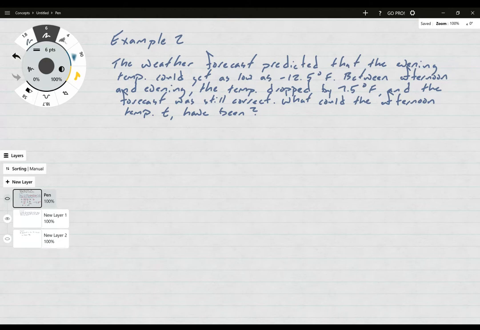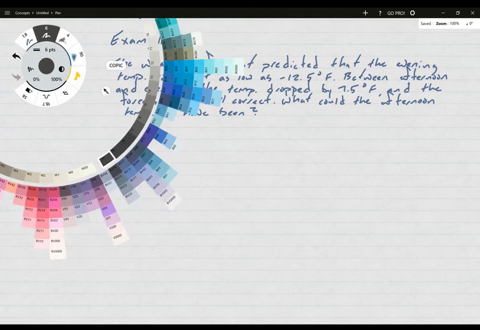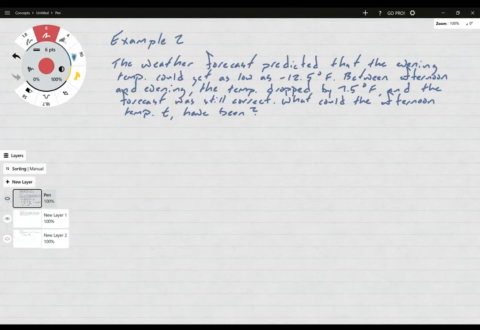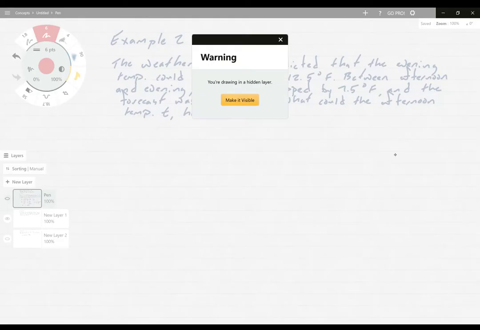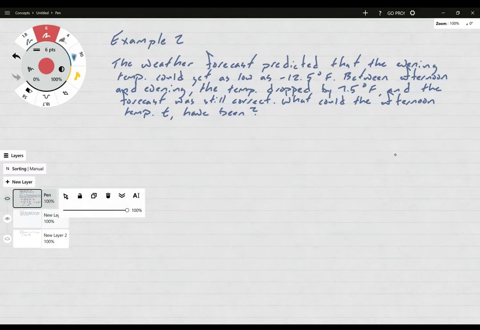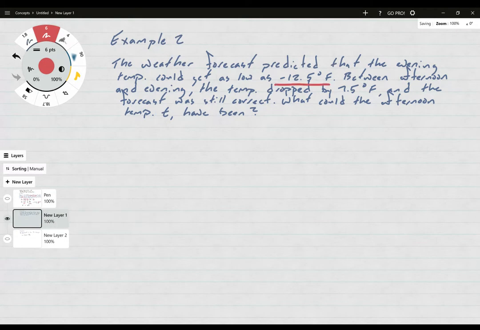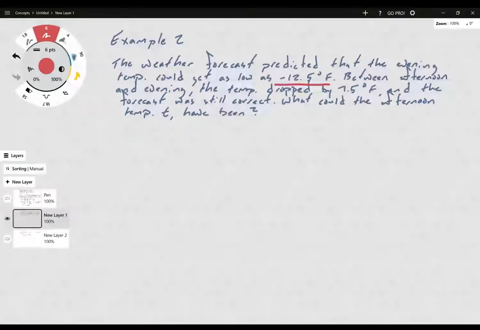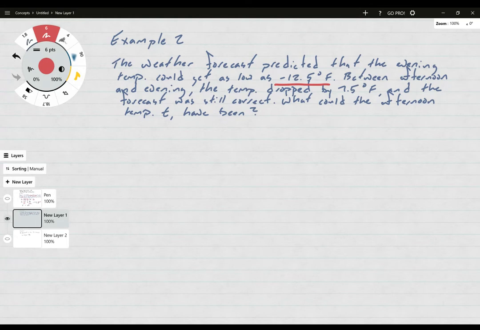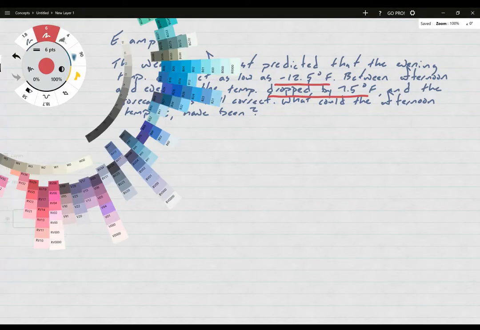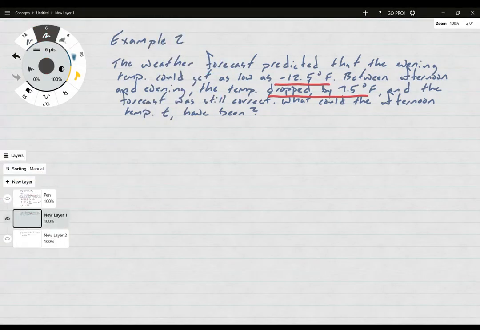Okay, so again, I need to write my inequality. If I need to identify what information is important, we know that it's going to get as low as negative 12.5 degrees in the evening. But between the afternoon and the evening, it dropped 7.5 degrees. So we don't know what the temperature was in the afternoon. All we know is that it dropped. So I think I have enough information to write my inequality now.